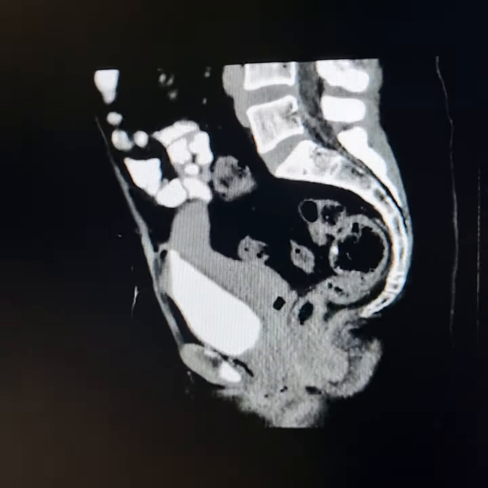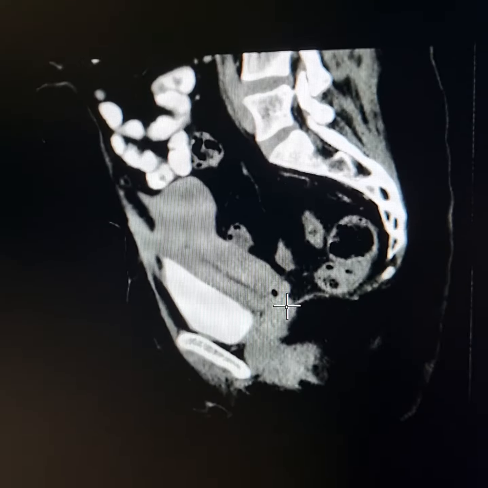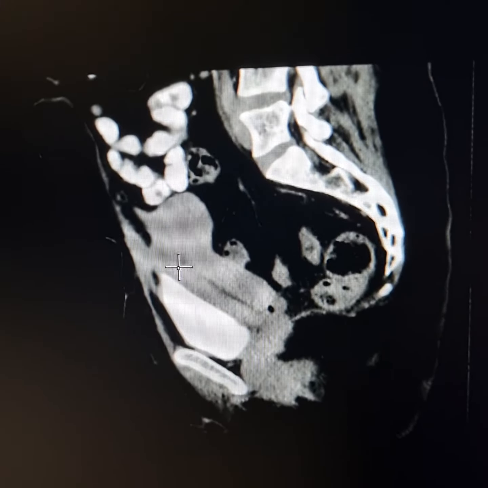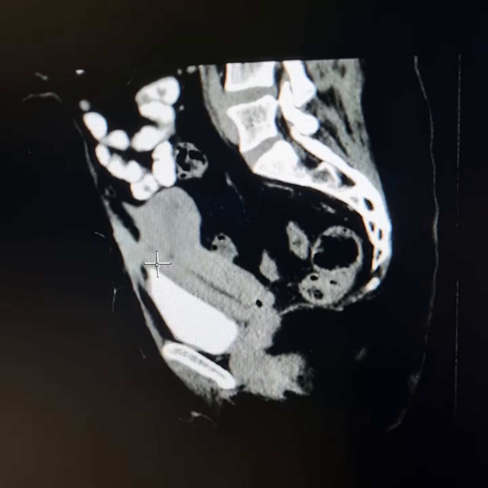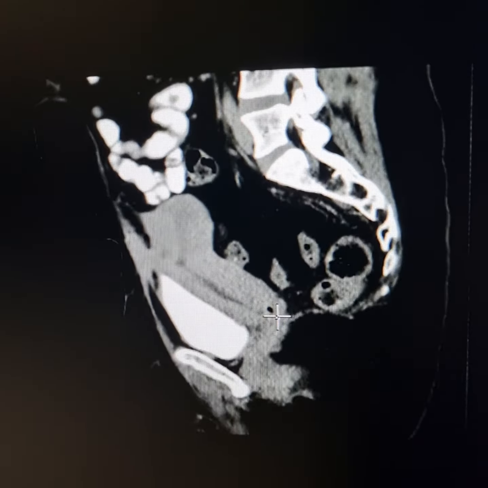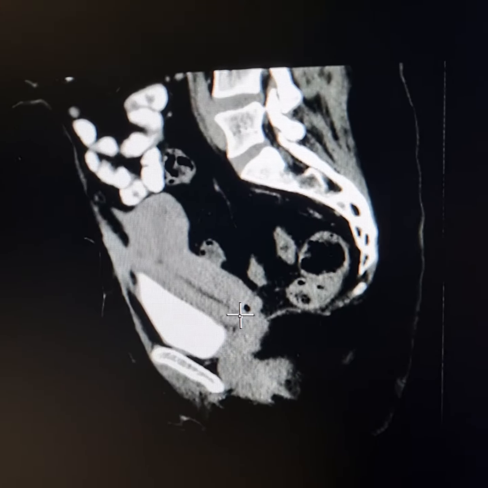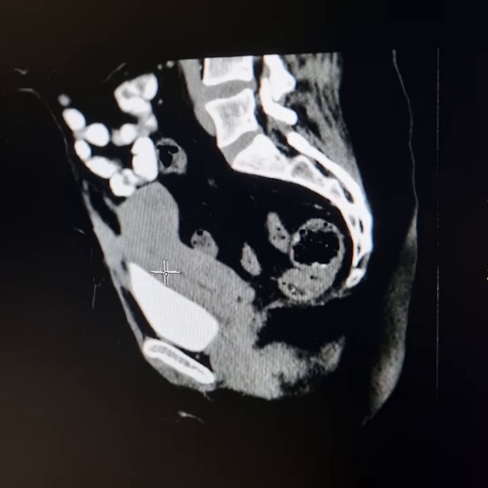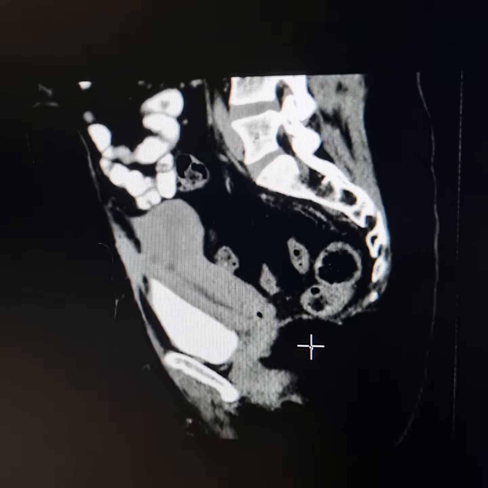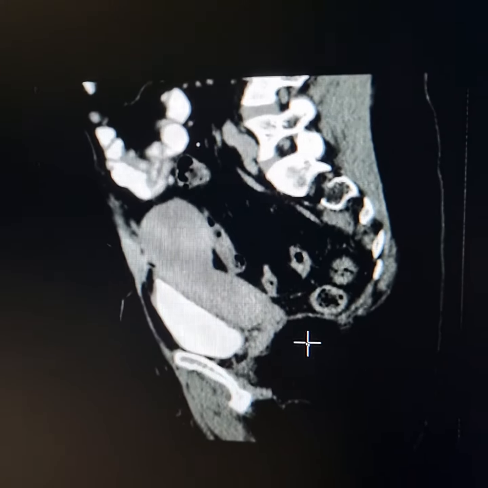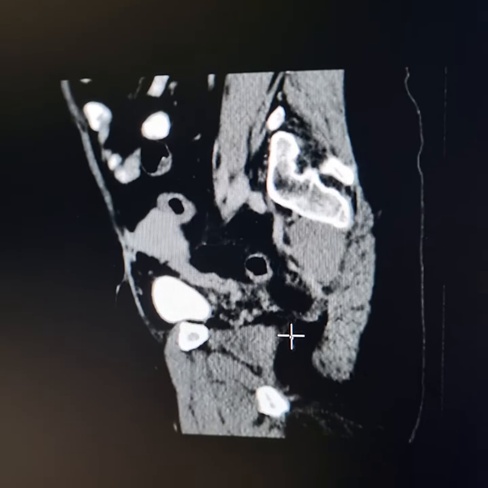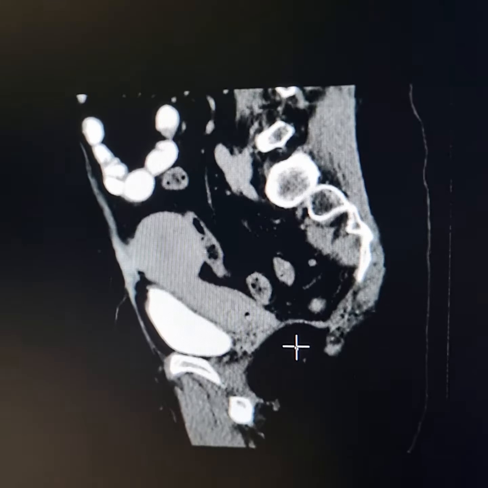This is the delayed scan. Please observe persistent adherence of the anterior wall of uterus to the posterior wall of anterior abdominal wall and the enhanced endometrioma here. Although the patient has micturated, it retains its relationship with the posterior surface of urinary bladder, suggestive of its adherence. Presently, there are no clinical or radiological signs of uterovesical fistula.